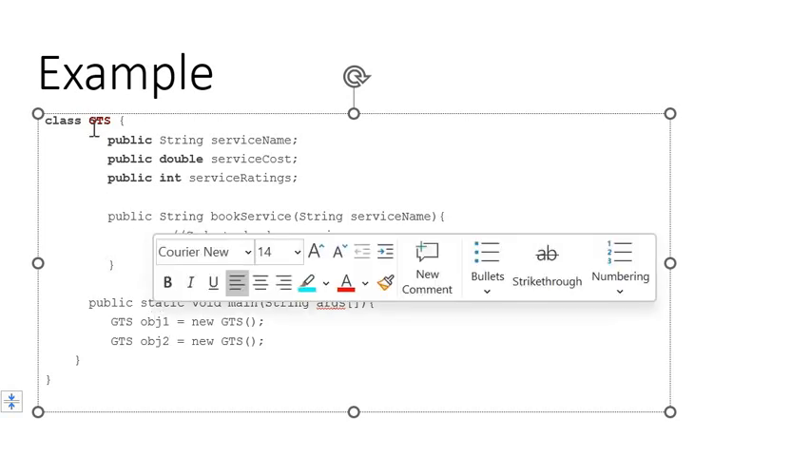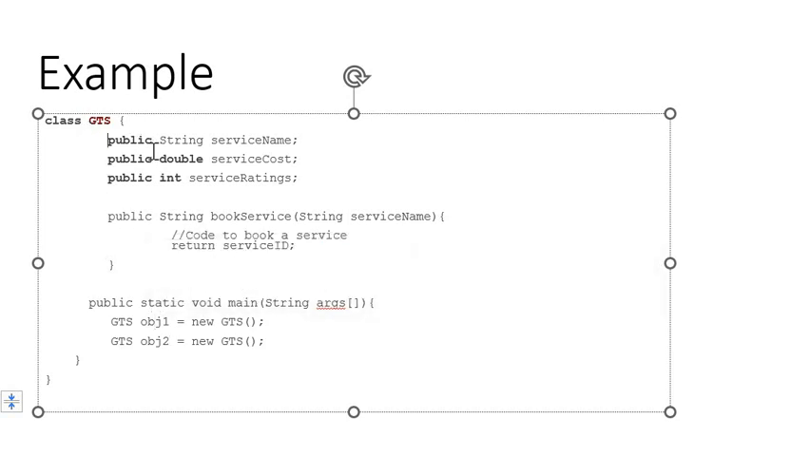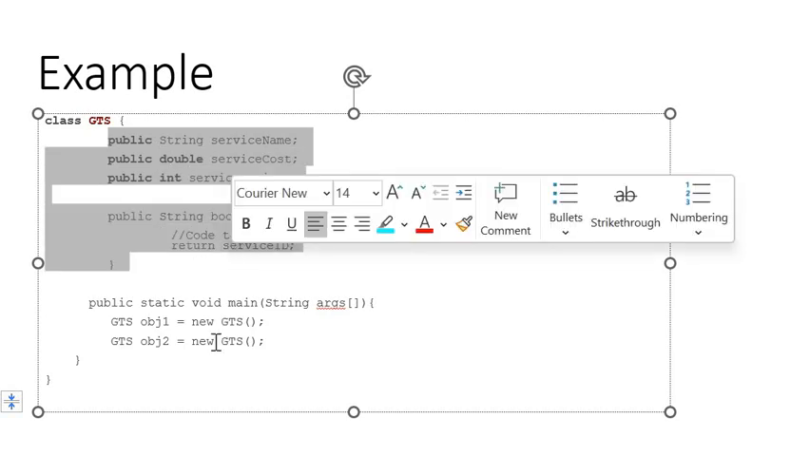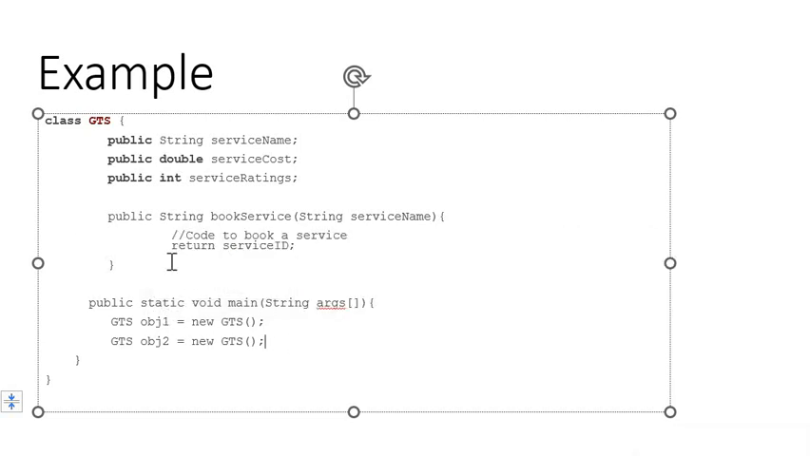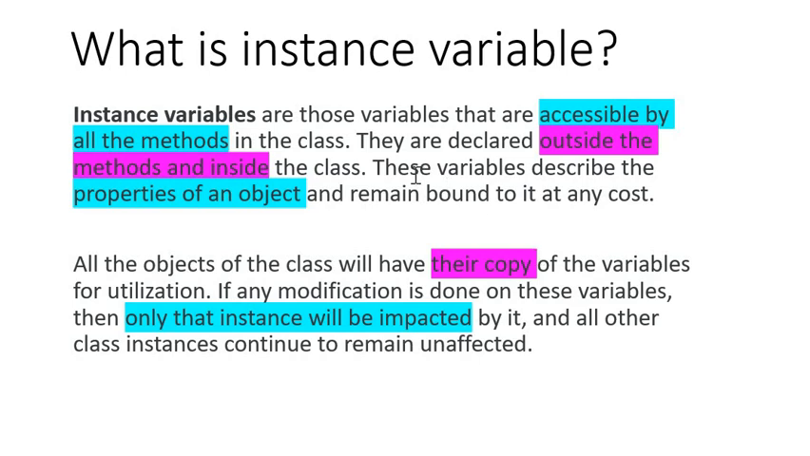Each one of these objects will have a copy of this set of variables and the method inside this particular object. So when it is created inside the JVM in heap memory, it will have this copy. Similarly, one more copy will be there inside obj2. So that is what it is saying. And whatever is there inside obj1 and obj2 is bound to it.